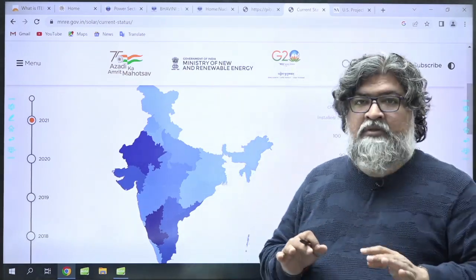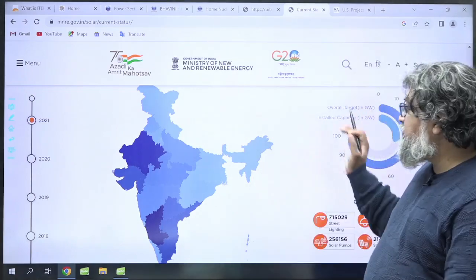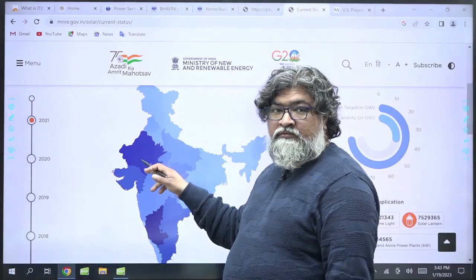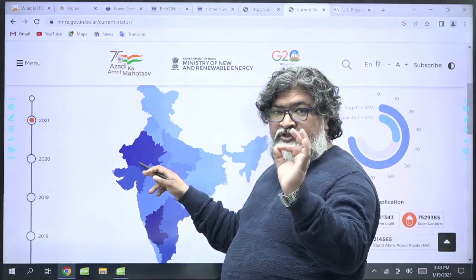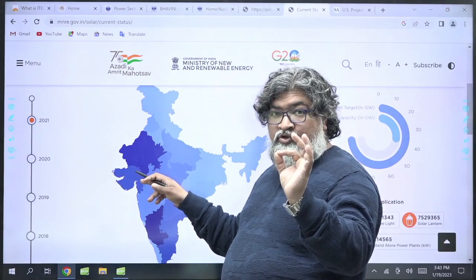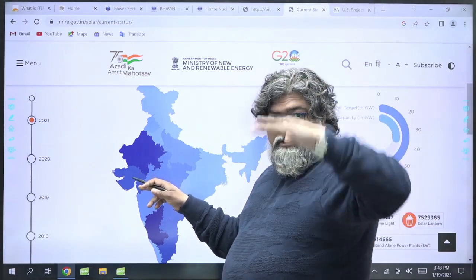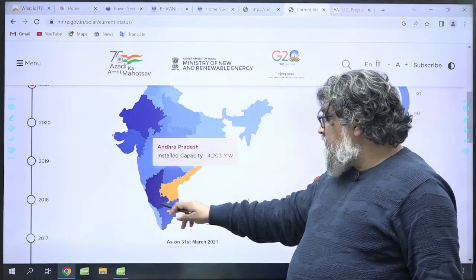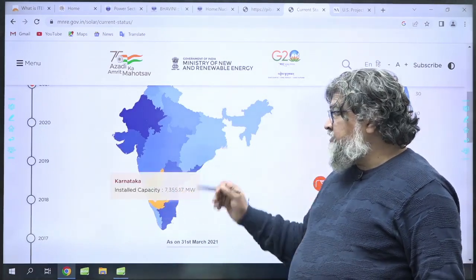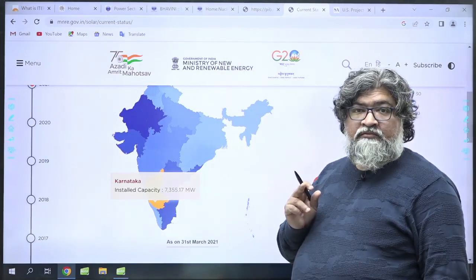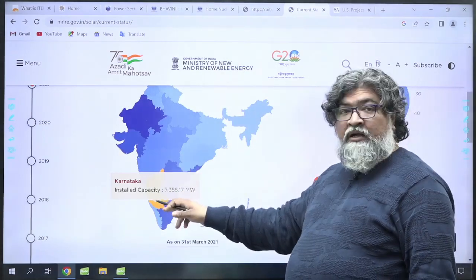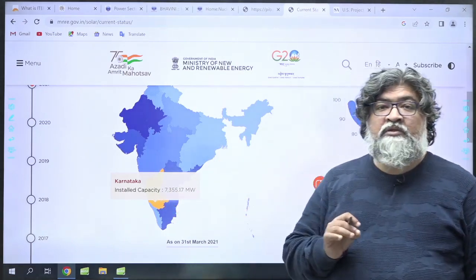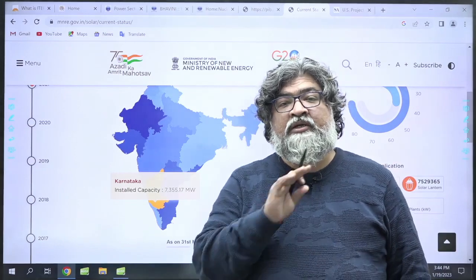So solar power has become very, very important here. If you see this map, you see this dark blue color: Rajasthan and Gujarat, high potential states for solar power generation, abundant sunlight. Karnataka, abundant sunlight. You take the total installed capacity here. So if you look at this map of India, 7,355 megawatt installation has been done in the state of Karnataka.